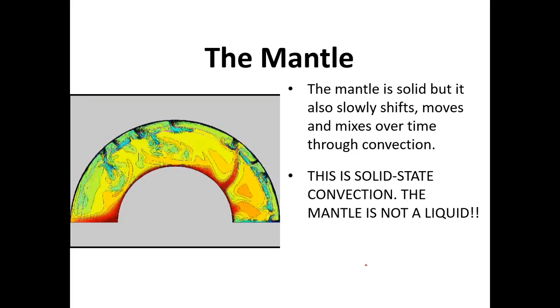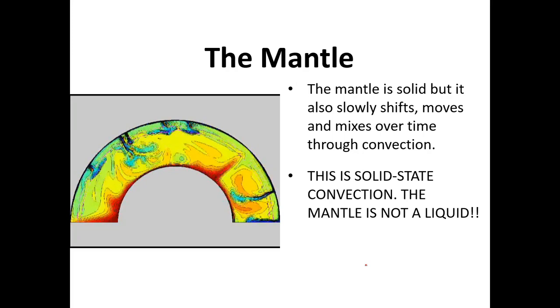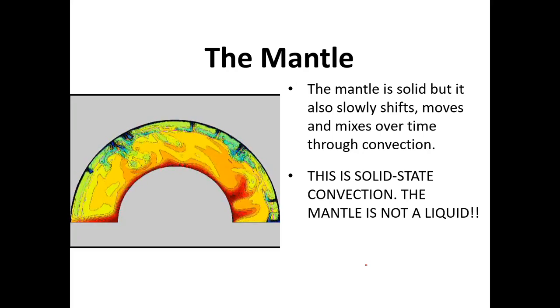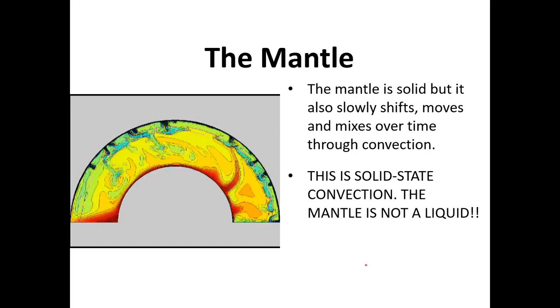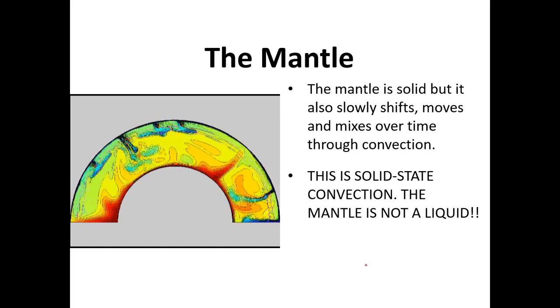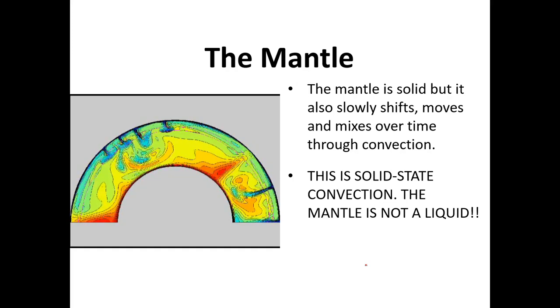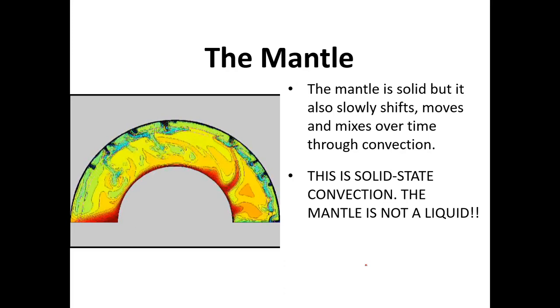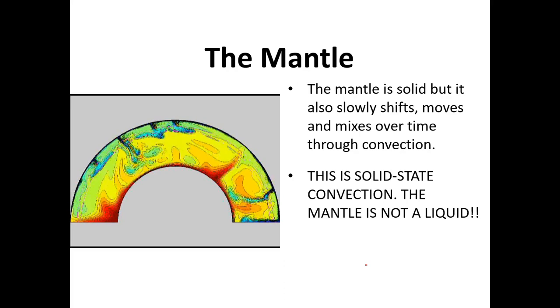So this little GIF that you're seeing is simulating the movements, the flow of the mantle. So the mantle can flow, it can move, it actually convects. Okay, so there is convection in the mantle. It's called solid state convection. So it moves, it flows, it convects. However, it happens very slowly.